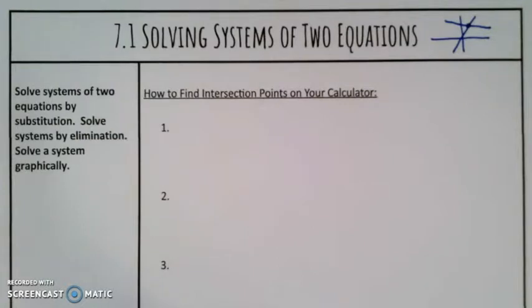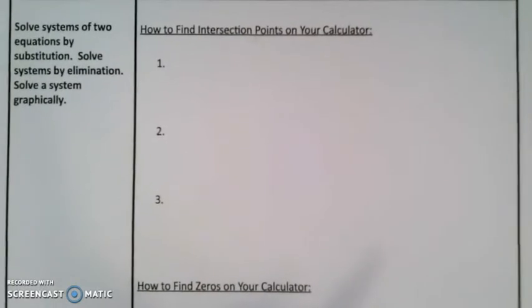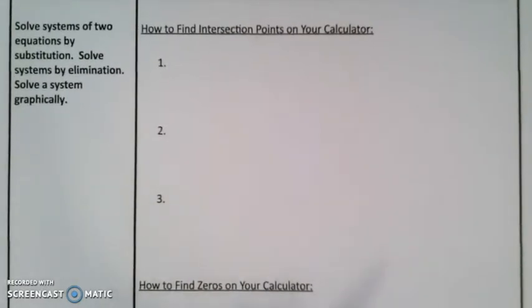So our first objective is to solve the systems of two equations by substitution, elimination, and graphically. Those are the three methods that we look at. And we can actually use our calculator to solve these graphically. So, how to find the point of intersection on your calculator. Remember, the system of equations solution is the point of intersection.